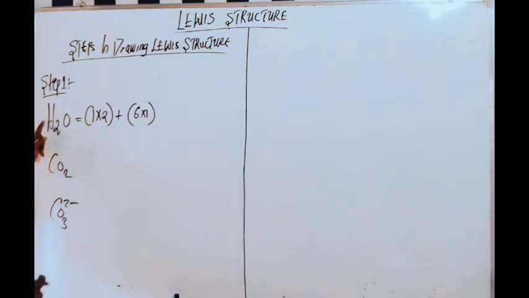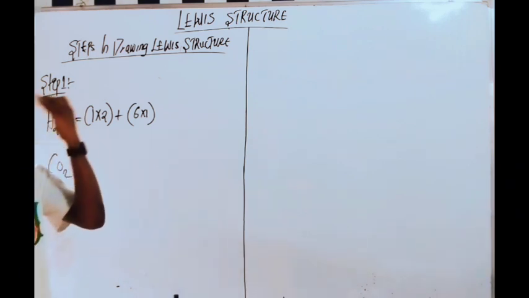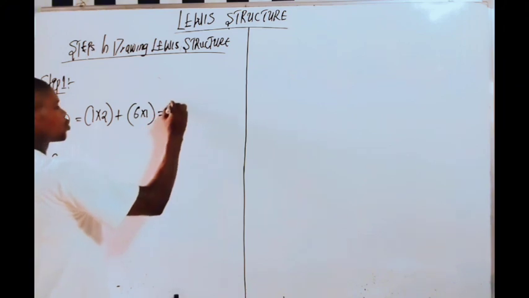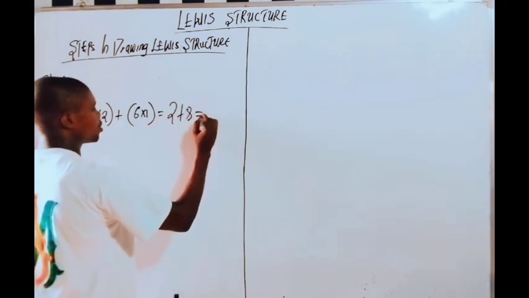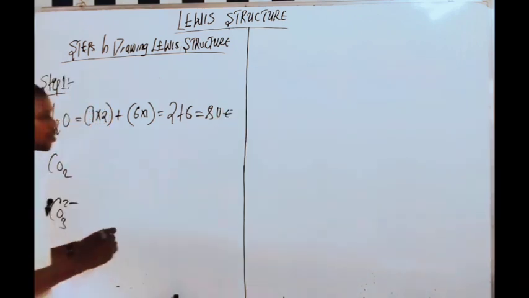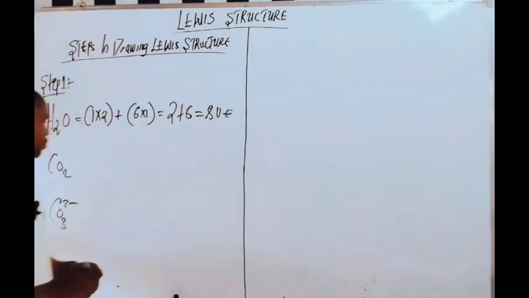Hydrogen is in group 1. How many hydrogen atoms do I have here? 2. So 1 times 2, plus oxygen, which is in group 6, so the valence electrons are 6 times 1. So it's 2 plus 6, and you're going to have 8 valence electrons.